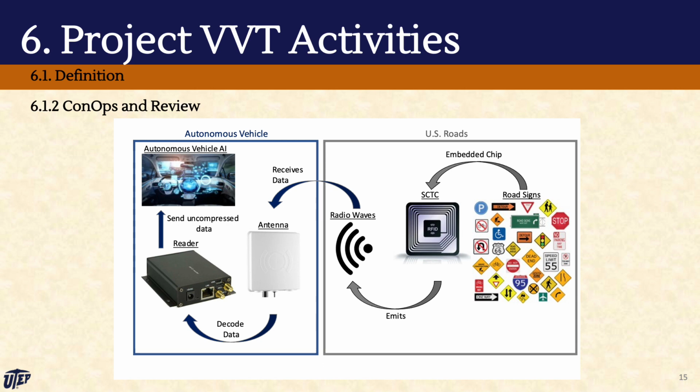6.1.2 ConOps and Review. The figure is a high-level diagram that explains the operational concept of the see-through chip tracker. It demonstrates the interactions that will be performed by the components within the system and the autonomous vehicles. The chip is embedded on a US road sign. The see-through chip tracker will emit radio frequency waves, or RF. The antenna in the autonomous vehicle will pick up the RF signal. The reader will decode the data and send the uncompressed data to the autonomous vehicle's AI for the vehicle to make an educated decision.